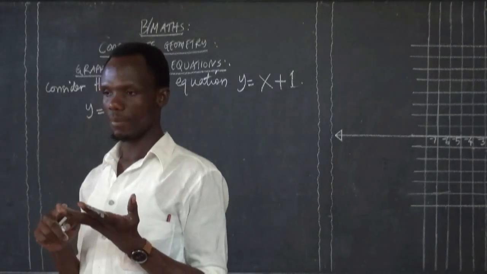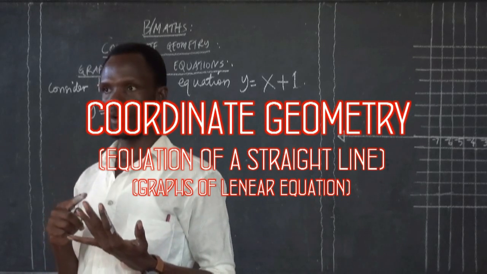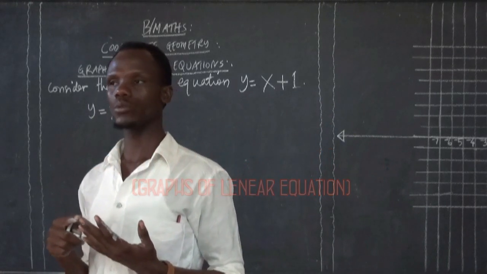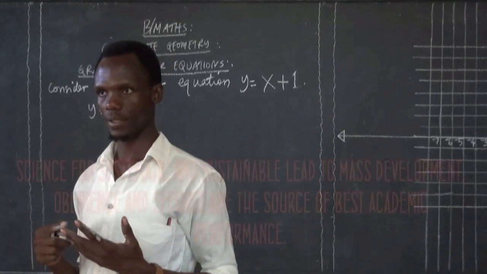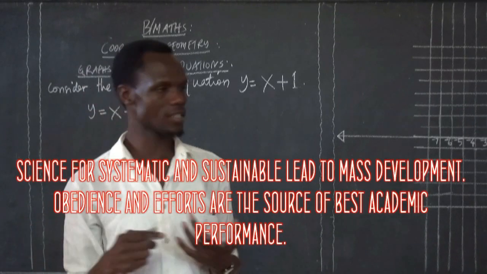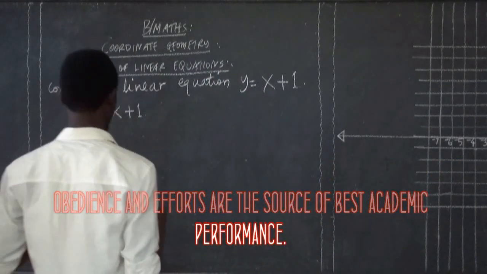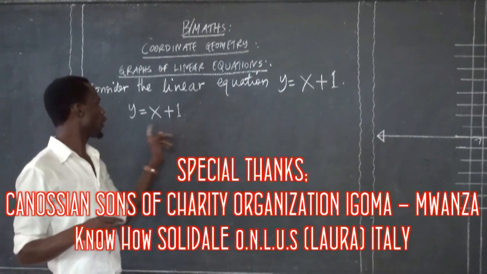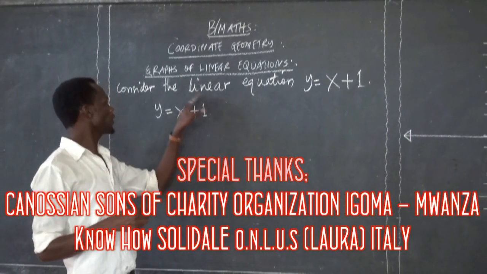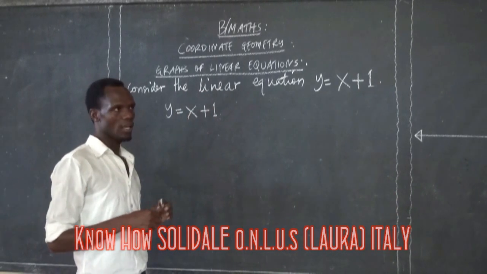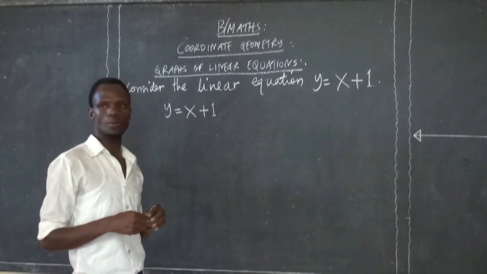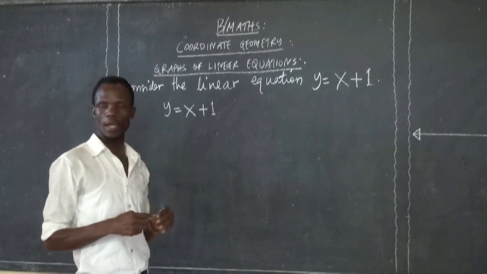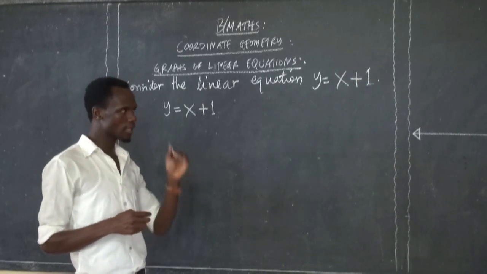We have learned how to determine the slope, then we learned how to determine an equation, and then we learned how to locate the points. But now let us discuss something called the graphs of the linear equation. Consider the linear equation y = x + 1. If you want to represent this graphically, the procedure must be followed. If you miss some of those procedures or you misuse them, you won't get the correct graph that is required.